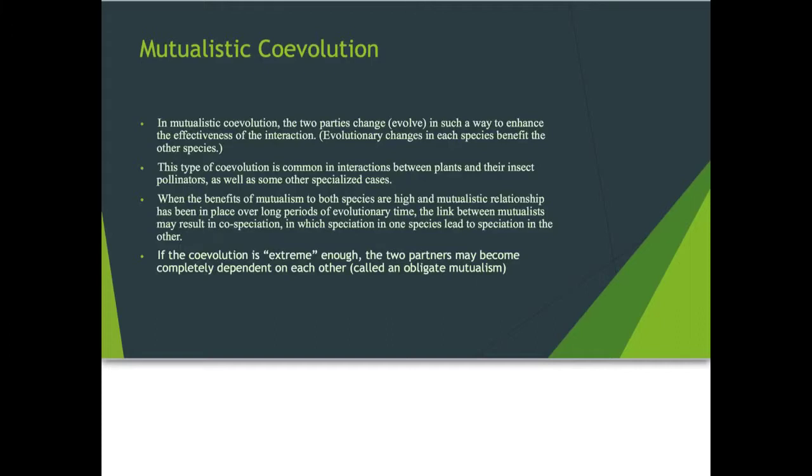When the benefits of mutualism to both species are high and the mutualistic relationship has been in place over long periods of evolutionary time, the link between mutualists may result in co-speciation, in which speciation in one species leads to speciation in the other. If the coevolution is extreme enough, the two partners may become completely dependent on each other, which is called an obligate mutualism.